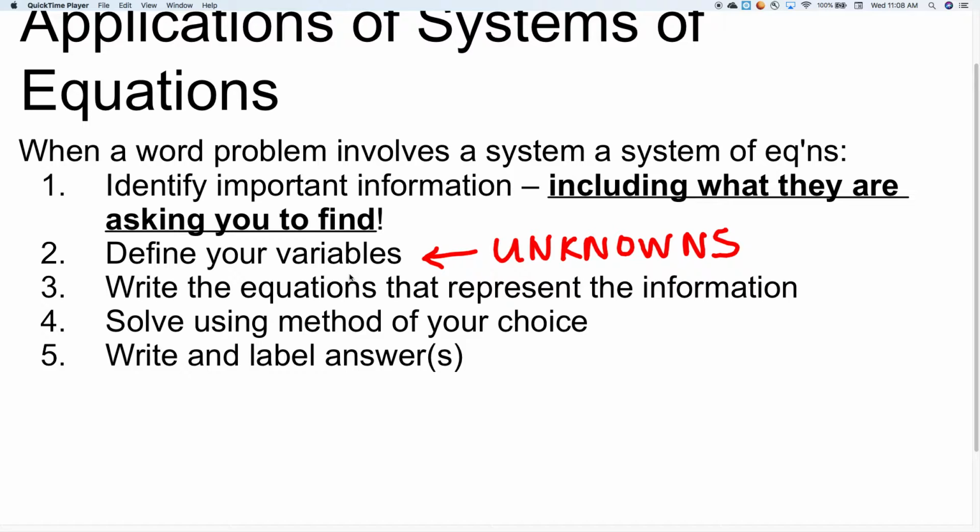So sometimes you'll see things like brand X, brand Y, brand Z. That doesn't mean those are variables. And so we'll have to be really, really careful with that. So that's why I put number 2 there.